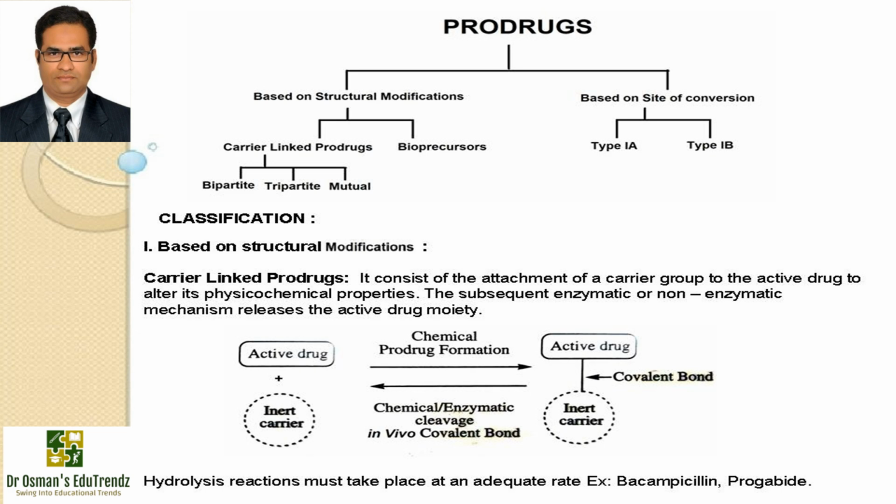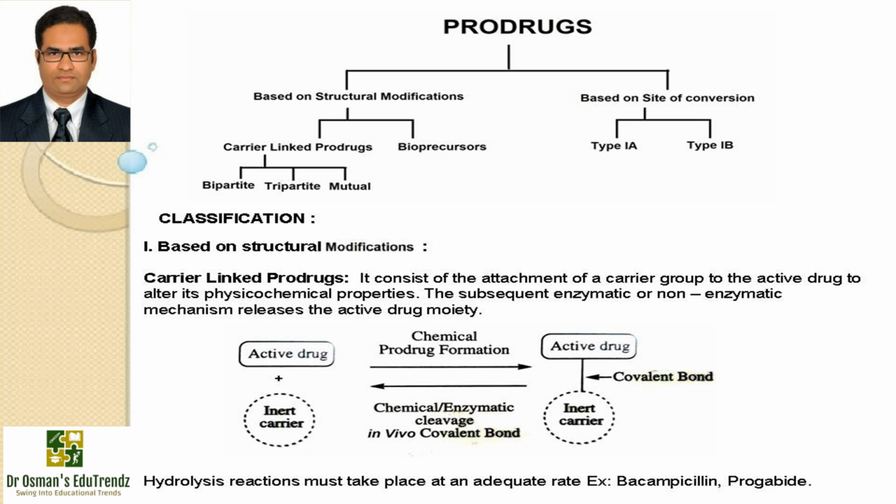Now, if we talk about the classification of prodrugs, prodrugs can be classified based on structural modifications and based on site of conversion. Based on structural modifications, we have two types: carrier linked prodrugs and bioprecursors. Carrier linked prodrugs can also be divided into three: bipartite, tripartite, and mutual. Based on site of conversion, we have type 1A and type 1B. Now, let us talk in detail about it.